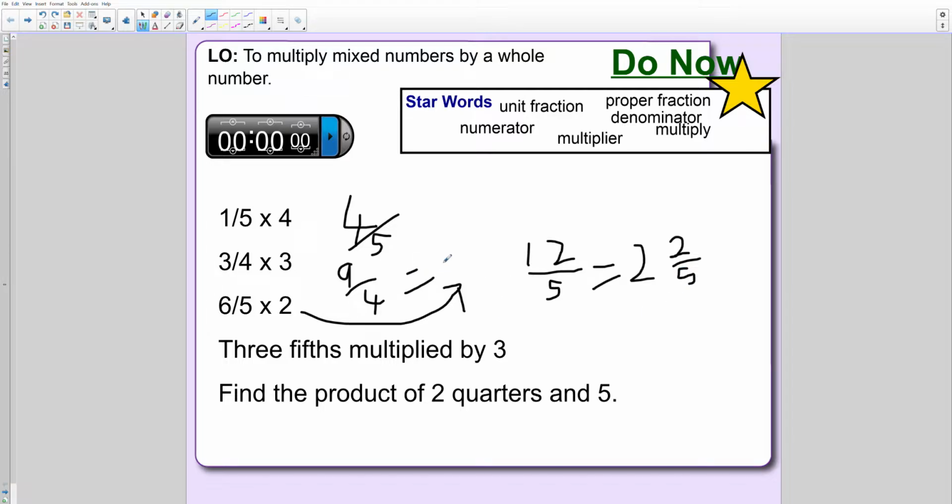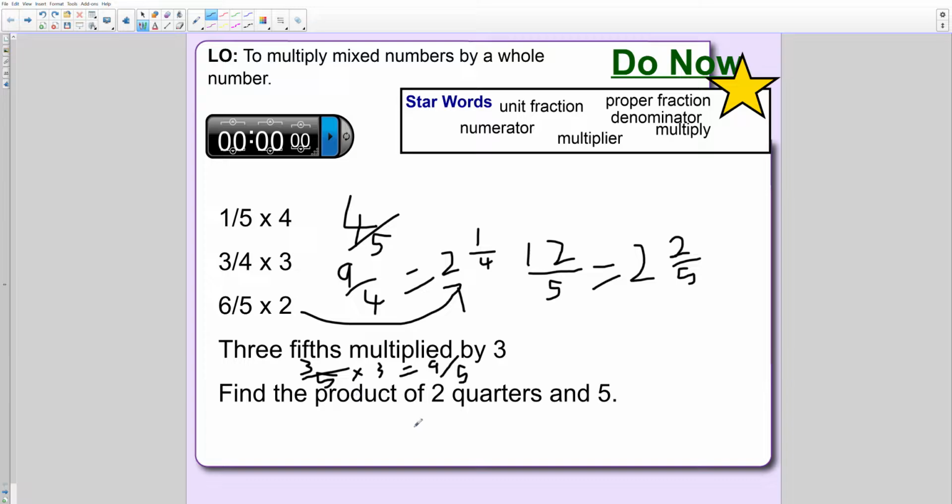Same idea here, this is 2 1/4. I'm not going to spend too much time on this because this was the focus of yesterday's lesson. Here we're saying it in words, which might have caught some of you out, but it's the same idea. 3/5, that's just 3/5 multiplied by 3. Well, then that's going to be 9 over 5.